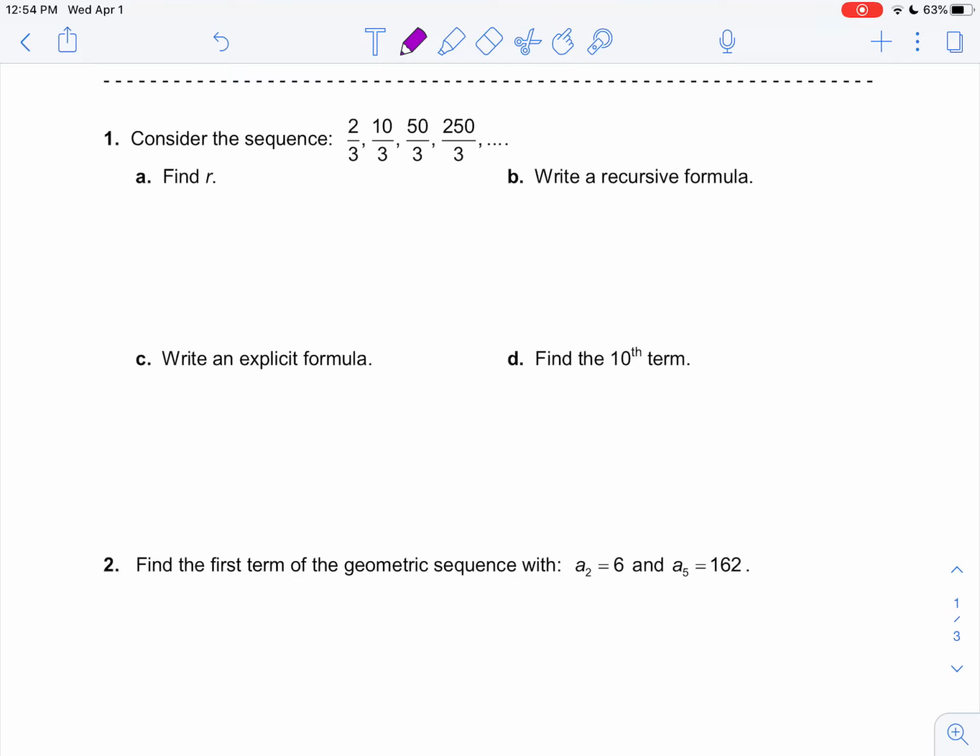So possibly I'm multiplying. And so using the above, I can take any term and divide by, actually we should do it the way it's going to look on a calculator, divide by the previous term. And so then I'll realize, if I did 50/3 divided by 10/3, or 250/3 divided by 50/3, I'm going to get the same thing every time. So that is the r value.